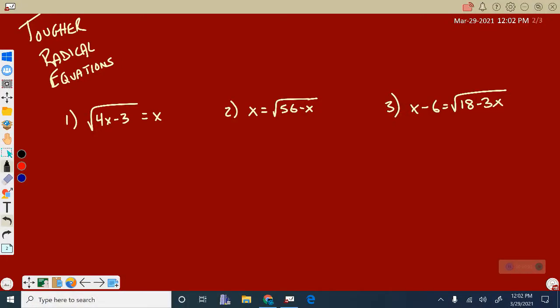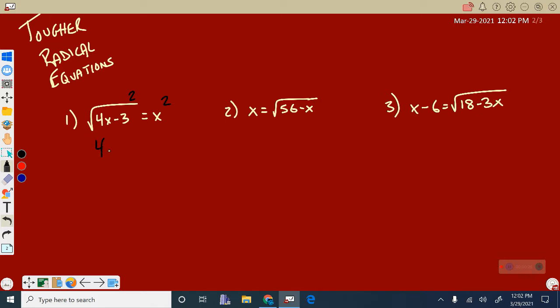Some slightly tougher radical equations, much like the past video, but these are going to work very similarly to what we've been doing, just one slight little difference, and you'll see as we go. So, to get out of a square root means I have to square both sides. What you're going to notice already, the difference between this problem and all the other ones we've done is we have an x both under the radical and outside the radical.